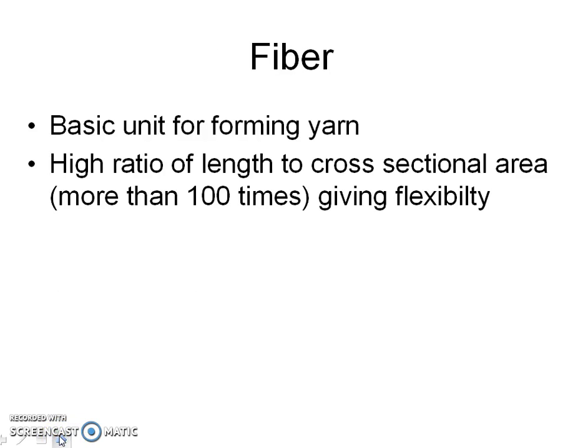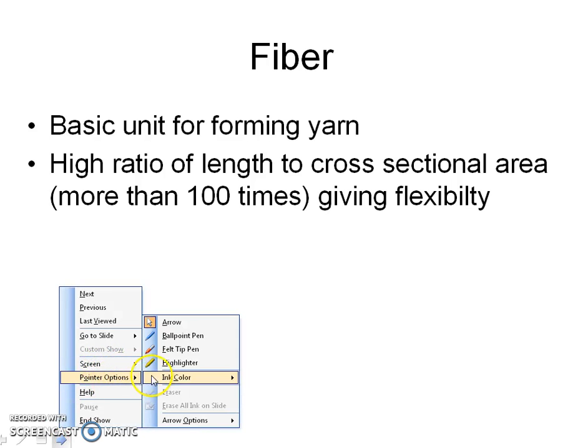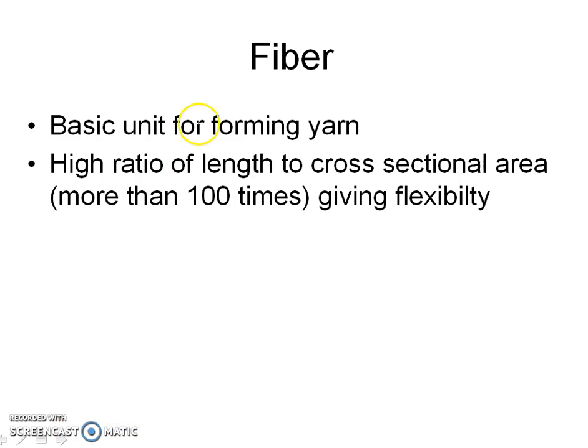Fiber is the basic unit for forming a yarn. It has a high ratio of length to cross-sectional area, which gives it more flexibility. When we talk about fiber, the length is usually higher, more than 100 times the diameter.